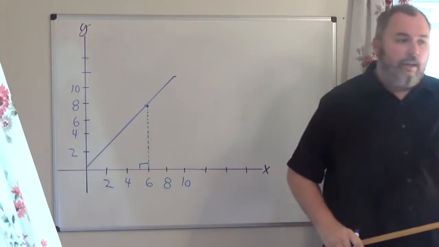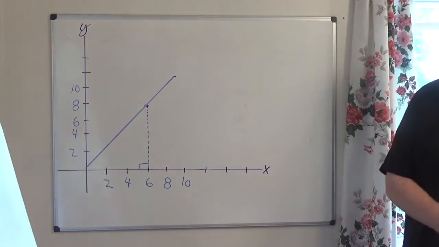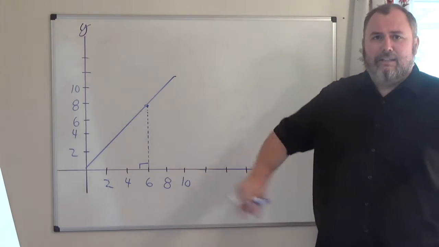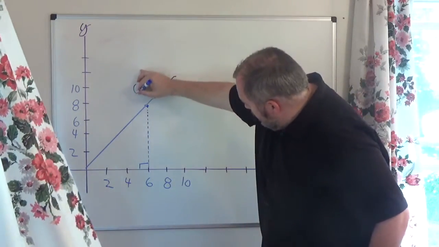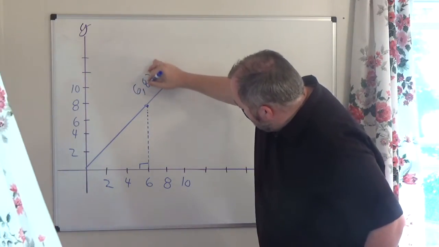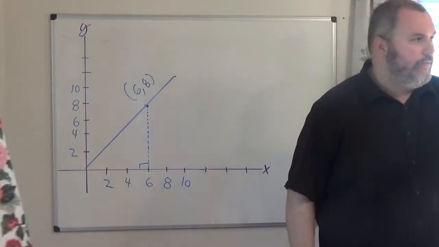Alright, so that's what we have going on here. Now, what can we find out just by looking at this? Well, first off, we know that our point happens to be 6 and 8. So what are our side lengths?